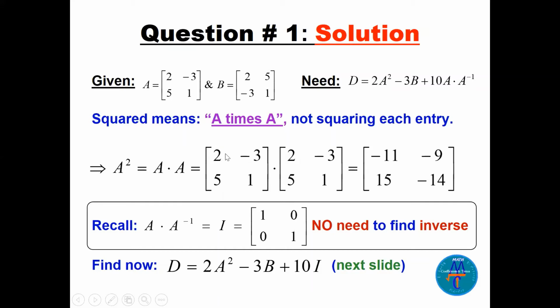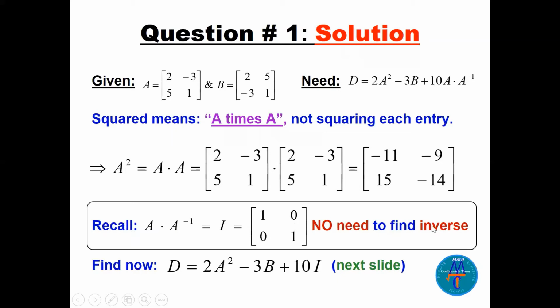See, 2 times 2, 4. Minus 3 times 5, minus 15. So that's minus 11 there. Then you can continue the same way. Row by column. Row 2, column 1. Row 2, column 2. You get these numbers.